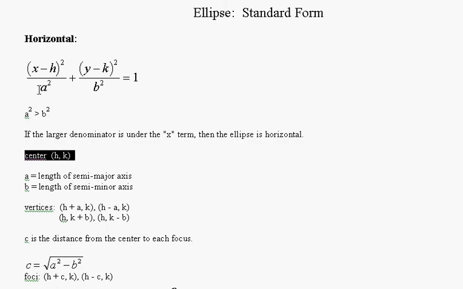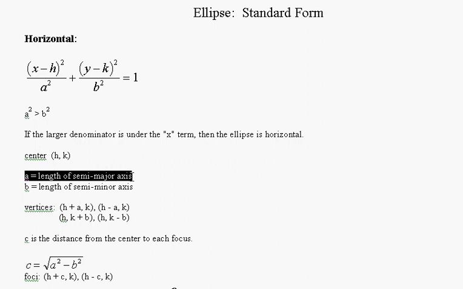Center we can find just pretty much like we did for a circle. Opposite of what's in parentheses with x, that's h, the x value of the center. Opposite of what's in parentheses with y, k, that's the y value of the center. An ellipse has a center just like a circle does.